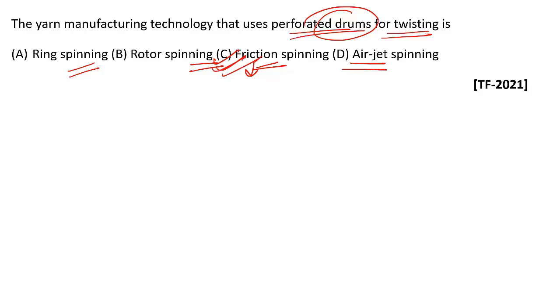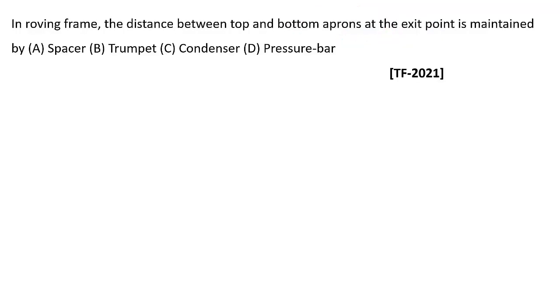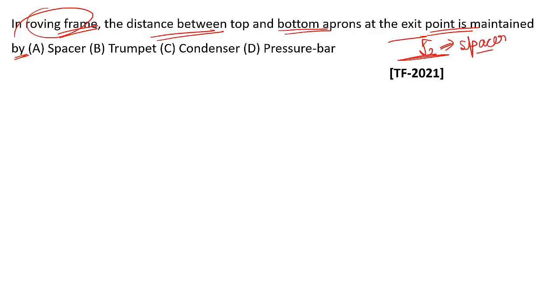Now coming to the next question. This question says: in roving frame the distance between top and bottom aprons at the exit point is maintained by. If you have read about the roving frame, thereafter ring frame, these are all yarn manufacturing processes, and in these manufacturing processes, the machines, the equipments, the proper functions of these individual parts are very important. If you have read about the roving frame, the distance between the top and the bottom aprons is maintained by a spacer.